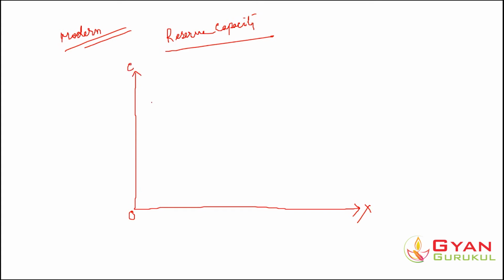So here the curve would look like something like this. It would fall up to a range, then it becomes a straight line, and then it again starts increasing. This is not a very good curve, so let me draw it again. I will try to draw it once again.